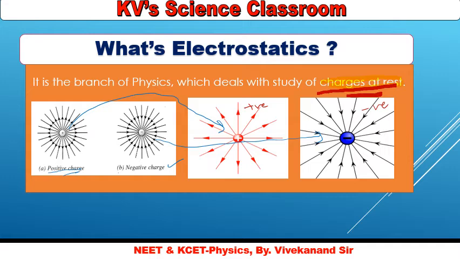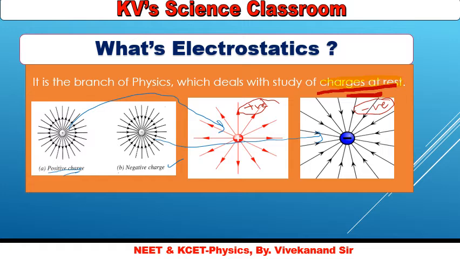Let us understand the representation. There are only 2 types of charges. It has been experimentally proved that there is no other charge, only 2 types of charges. One is called positive and the other negative. The positive can be shown like this and the negative can be shown like this.